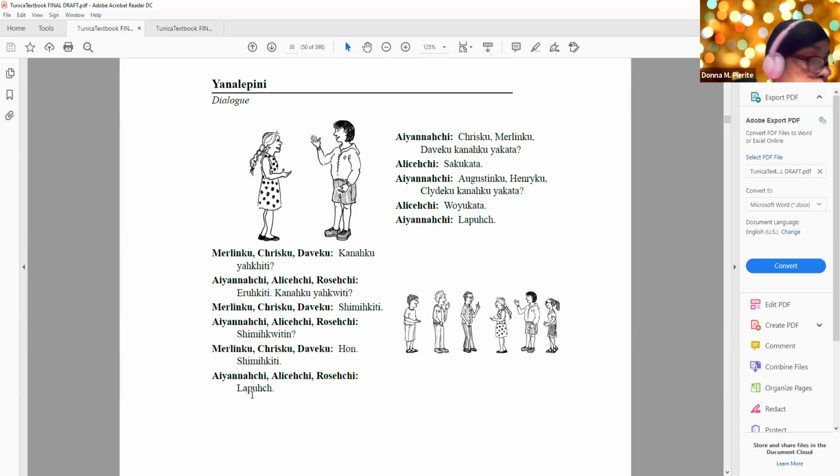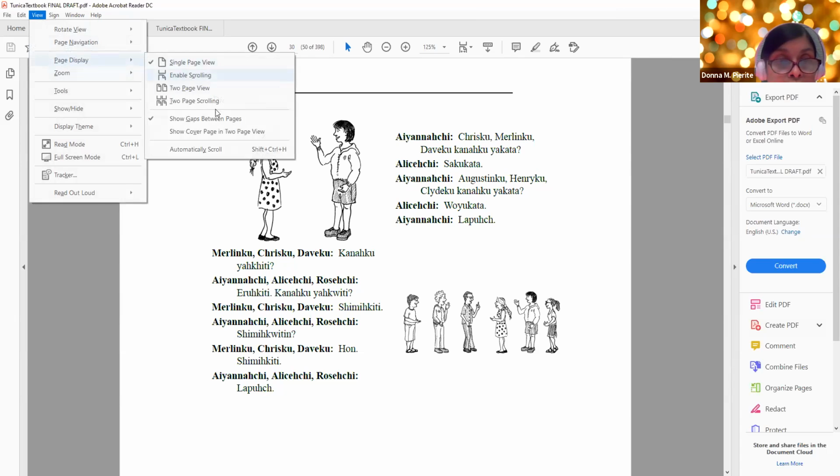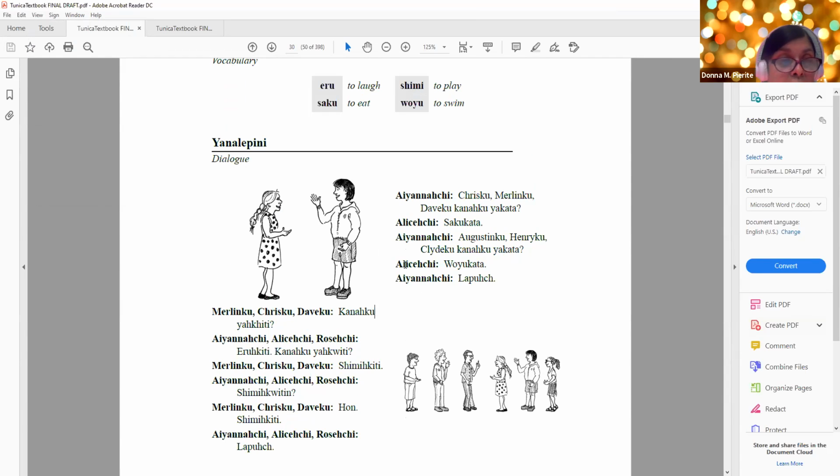Look at your, oh, you'd have to have your paper copy. Woyu. They're swimming. Yes, they are swimming. Woyukata. Woyu is to swim. Kata, that's the ending for they are doing.